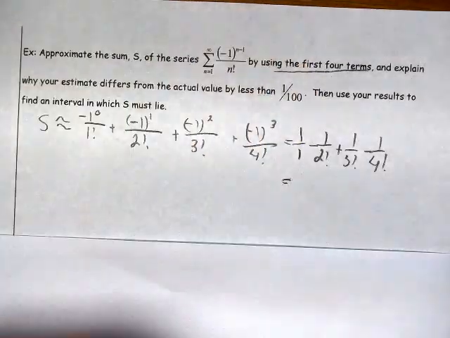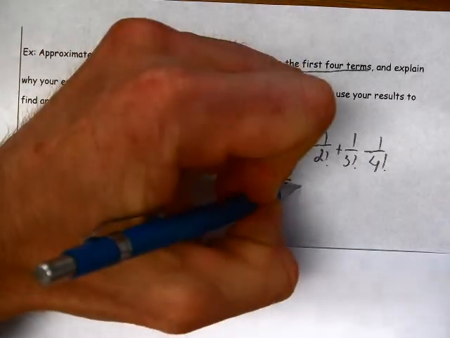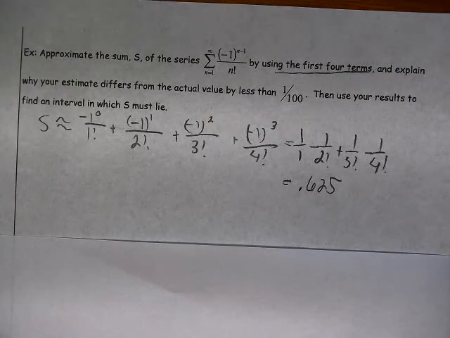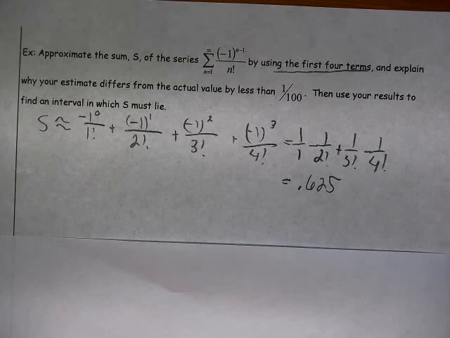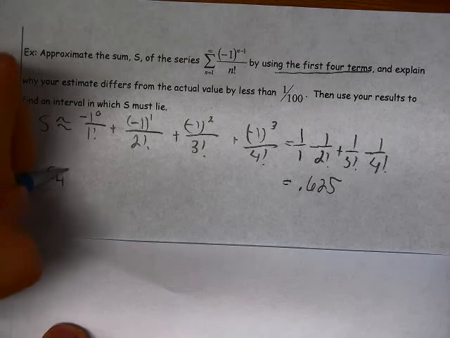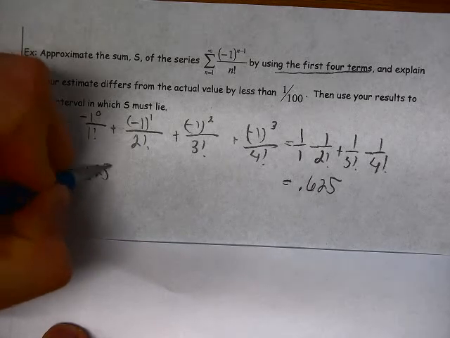And using my calculator, I figured out that that is 0.625. So our estimate for the sum using the first four terms is 0.625. Alright, so we basically want to look at the fifth term, right? We know that our s sub 4 is equal to 0.625.